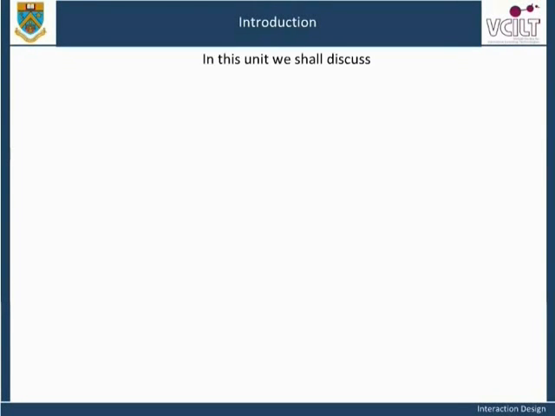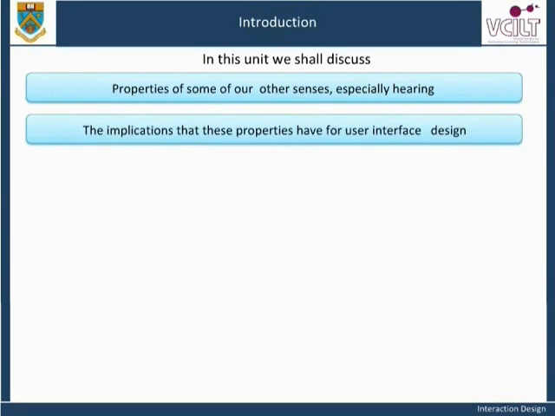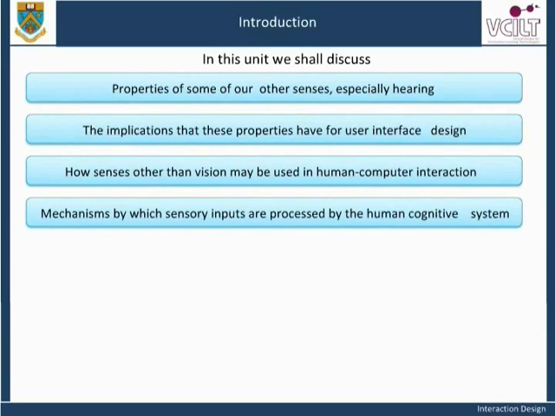Introduction. In this unit, we shall discuss the properties of some of our other senses, especially hearing. The implications that these properties have for user interface design. How senses, other than vision, may be used in human-computer interaction. Look at the mechanisms by which sensory inputs are processed by the human cognitive system.